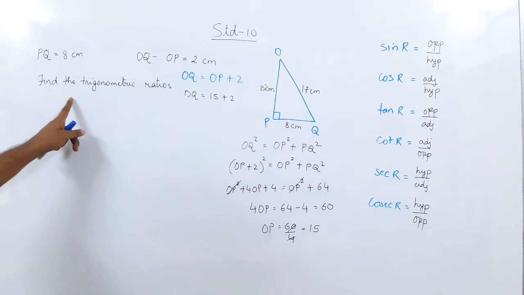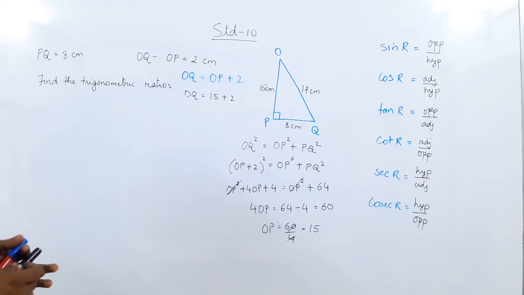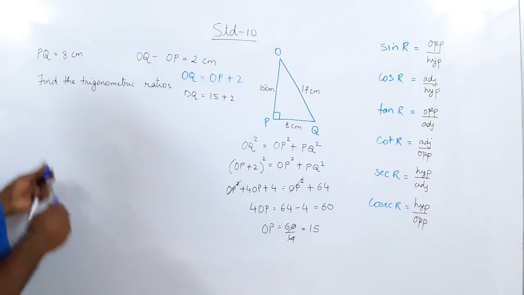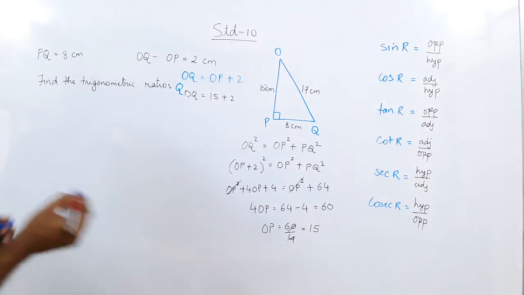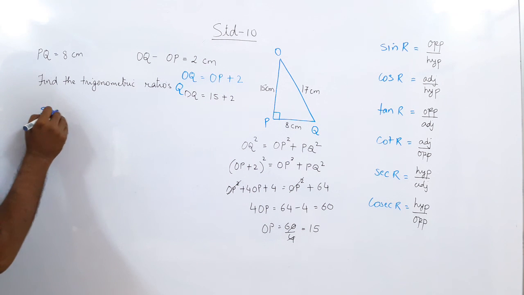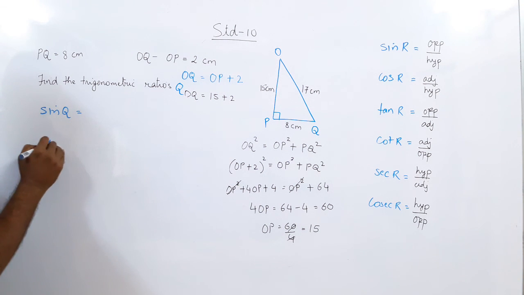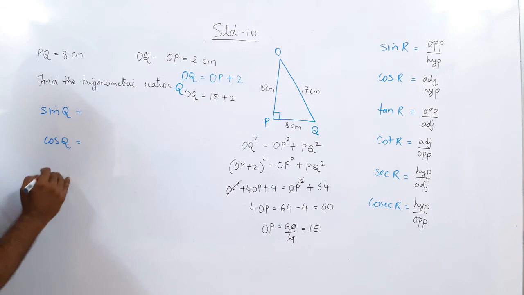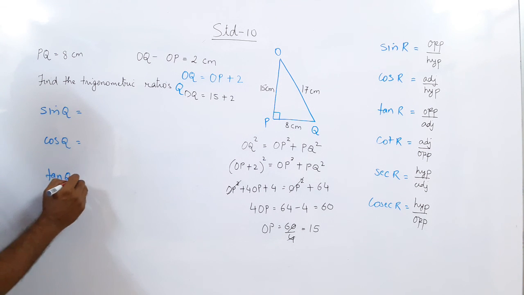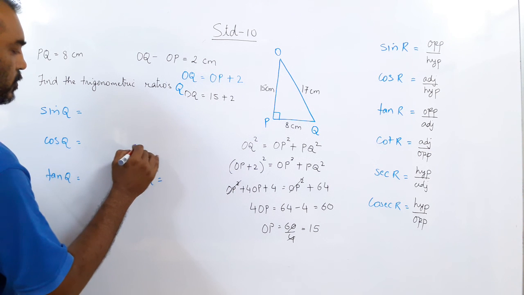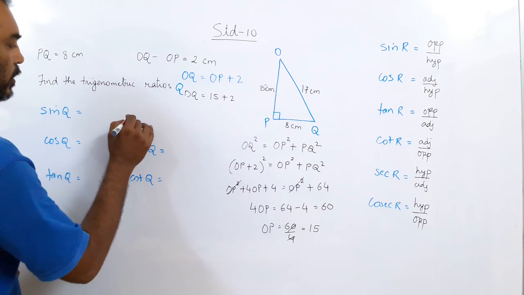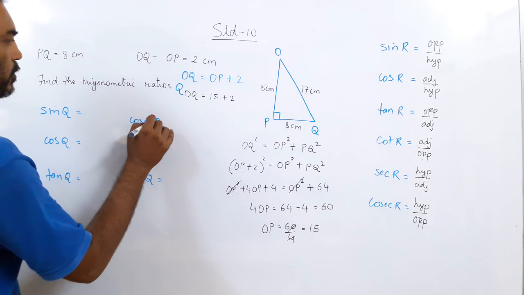Okay, the question forgot to mention: find the trigonometric ratios with angle Q. We'll go with angle Q. So now let us find sin Q, cos Q, tan Q, cot Q, sec Q, and cosec Q.